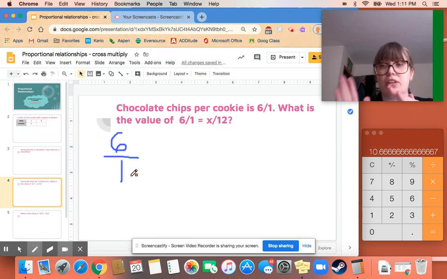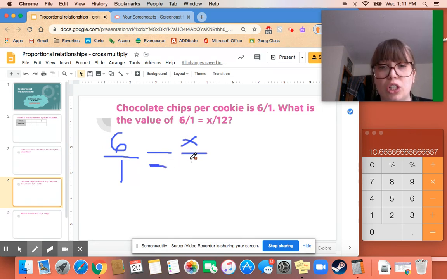You're just tipping the way this is written over. So 6 is on top. And that's going to be equal to, they said, what is the value of 6 over 1 if it's equal to x over 12. So don't be fooled. It's the same thing even if it's written with a slash instead of the fraction bar.